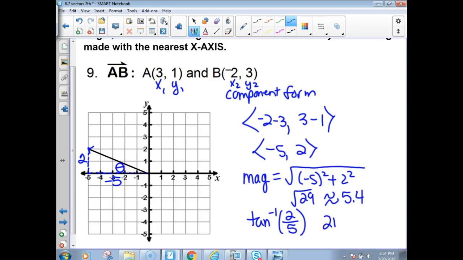21.8 degrees. Now, I'm going to go ahead and practice with you telling the direction if you were to do it off north, south, east, west. So this would be opening to the north from the west. Okay, so that'd be 21.8 degrees north of west. Now, the question actually only asks for this answer and the component form and the magnitude.